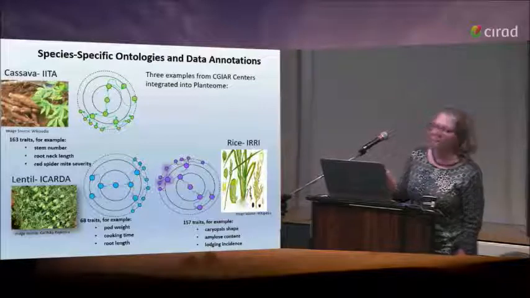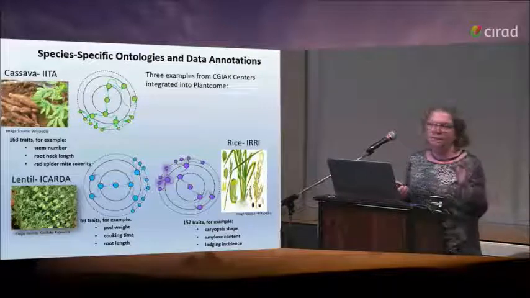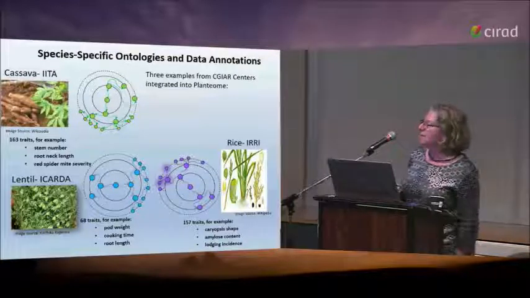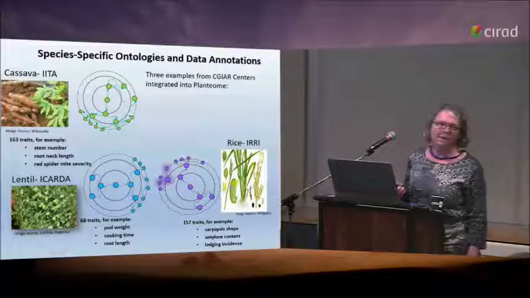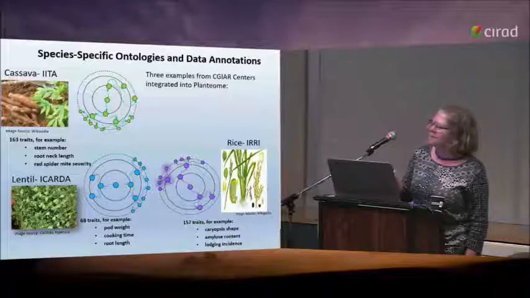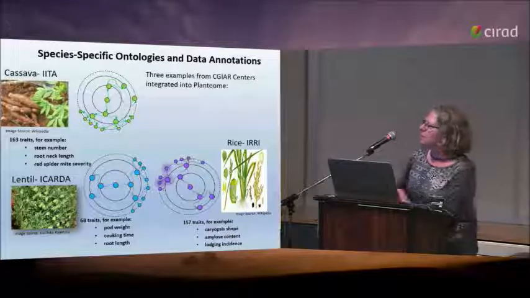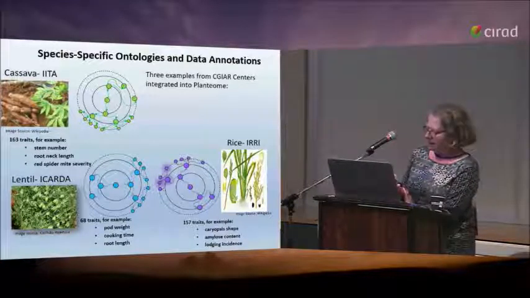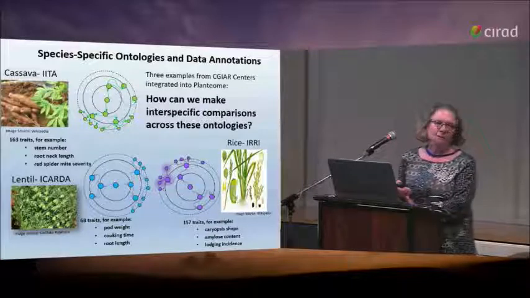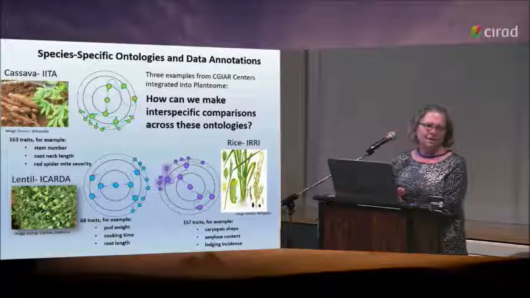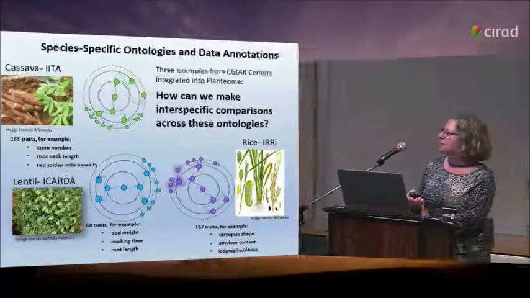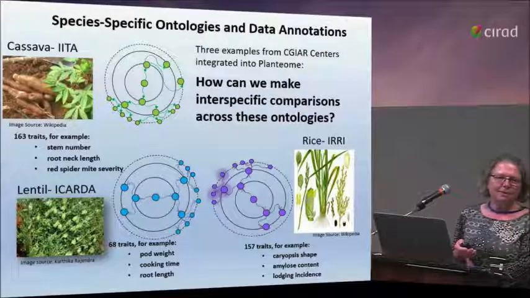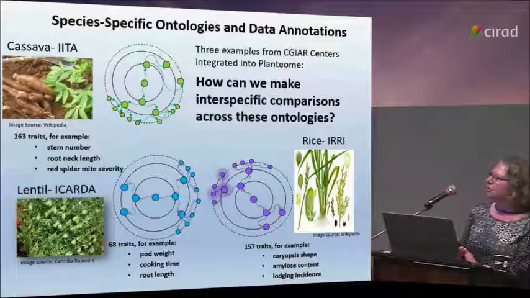And one of the things I wanted to point out on this slide is how different all of these plant species are. And of course, as breeders or data managers, you're probably aware of that. And you can see a selection of some of the traits that we're dealing with across these species. So the question is, how can we make interspecific comparisons across these ontologies when these plant species and the traits are so different? And so that's the challenge we face in the reference ontologies.